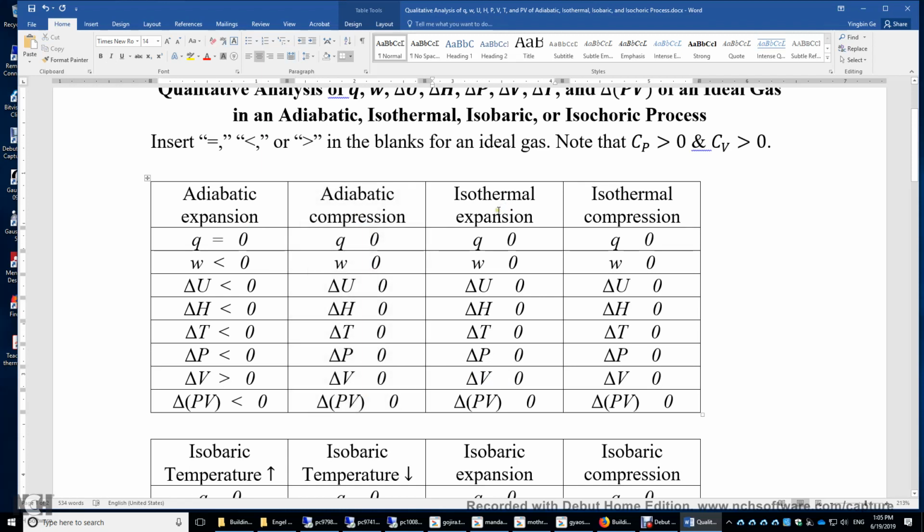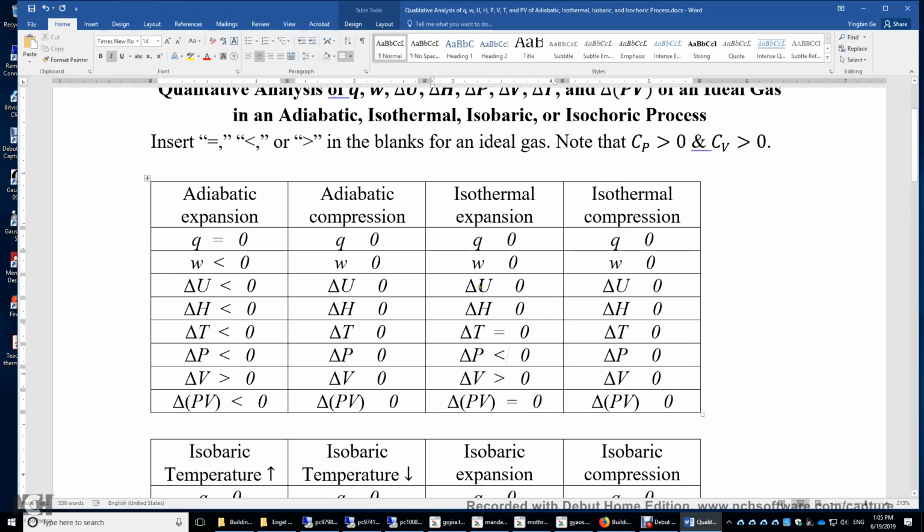And then isothermal expansion. Isothermal means the temperature is constant. Expansion means volume increases. So first, isothermal, the temperature change is 0. Expansion, the volume change is positive. And then if temperature change is 0, that means the nRT remains constant. Therefore, PV remains constant. If PV remains constant and volume increases, pressure must decrease.